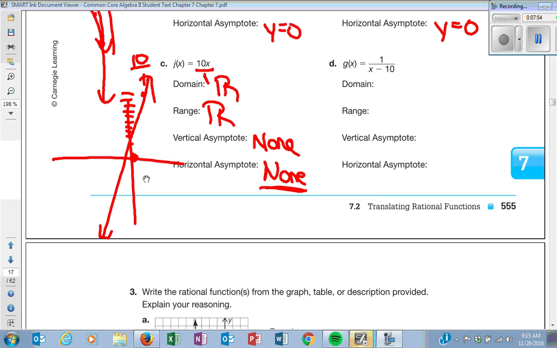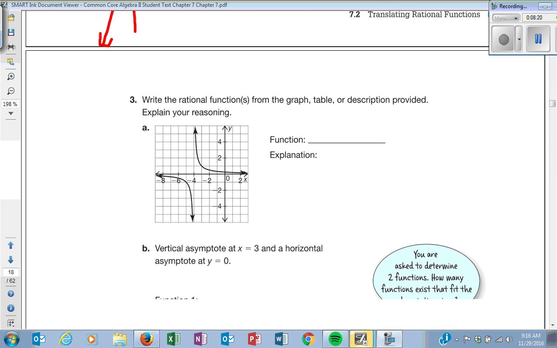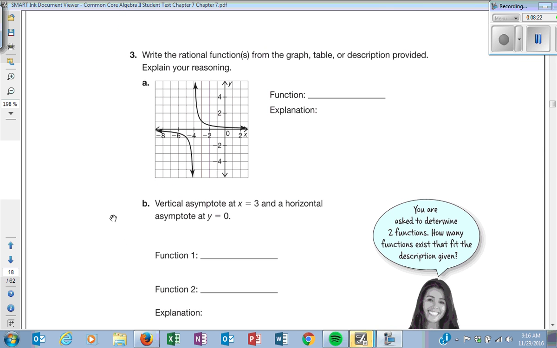This guy right here, my vertical asymptote would be x equals 10, and my horizontal would be y equals 0. Again, my domain would be all reals, except x cannot equal 10. All reals except y cannot equal 0. And remember, because the range is odd down here, I know that one's up and one's down.